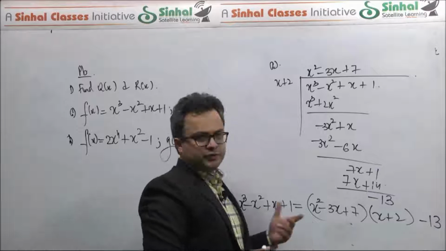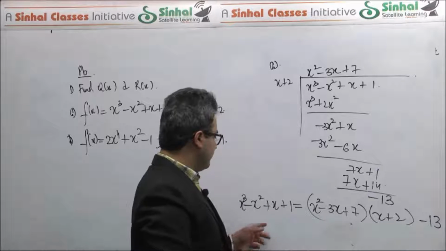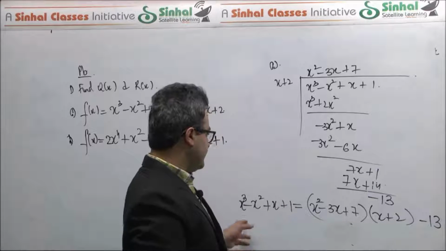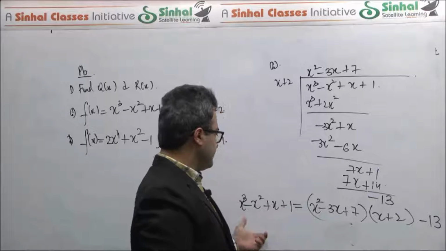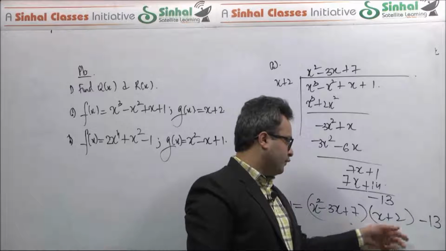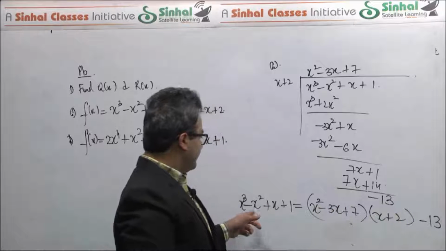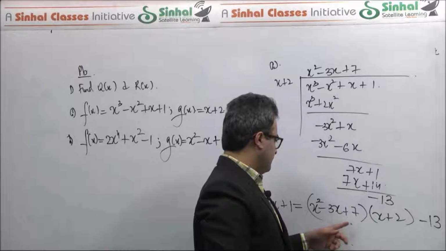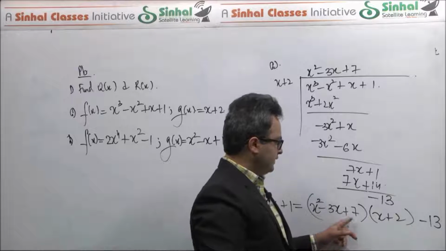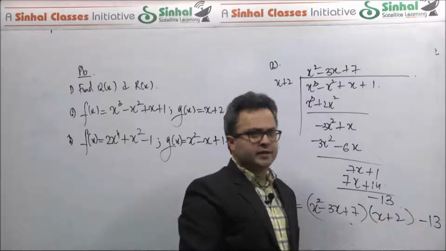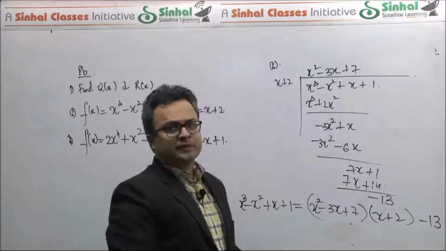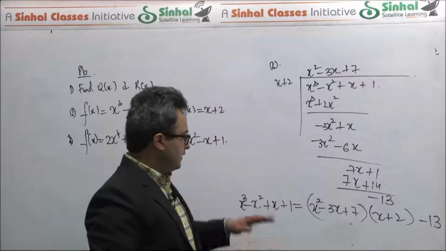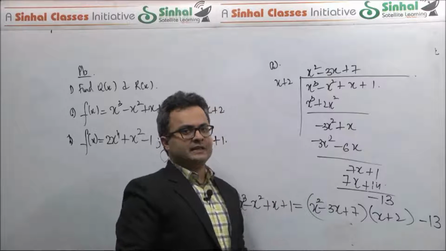Again, this is something which should hold true for every value of x, and we can easily check that for some simple values. So if I were to put x equal to 0 on both sides, I get 1 over here. Over here, I get 14 minus 13, which is again 1. Similarly, if I put x equal to 1, I get 2 over here. Over here, I get 7 plus 1, 8 minus 3, 5. 5 into 3, 15. 15 minus 13 is 2. And you can, in fact, be absolutely sure that for every value of x, the LHS and the RHS will turn out to be exactly the same.